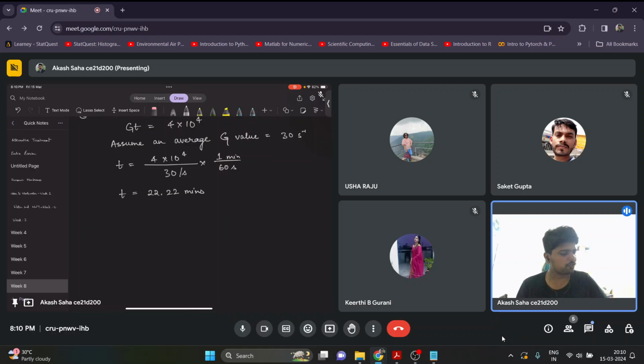Then I will find out the volume of my tank. So, volume of the tank. What will be my volume of the tank? V will be equal to Q into T. Flow rate into time will be my volume.